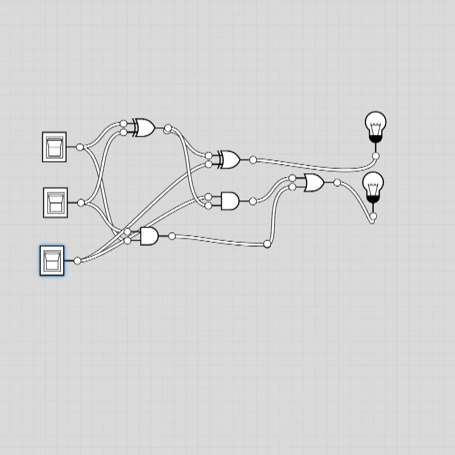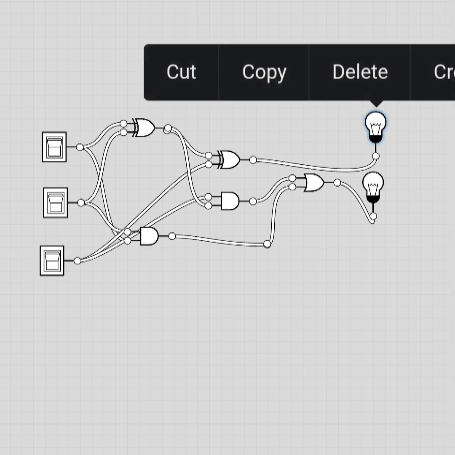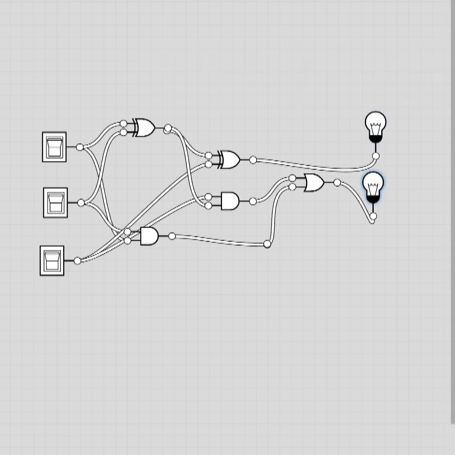This is the logical representation of the full adder. We need 3 switches, 2 XOR gates, 2 AND gates, 1 OR gate, and 2 bulbs for the output. The outputs are sum and carry. The first bulb is sum and the second bulb is carry.